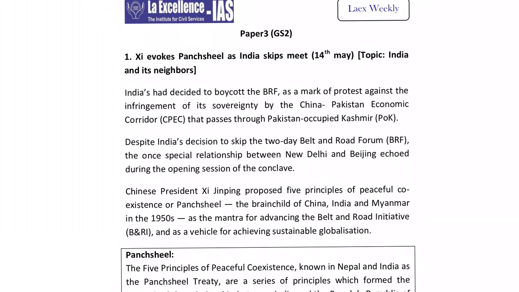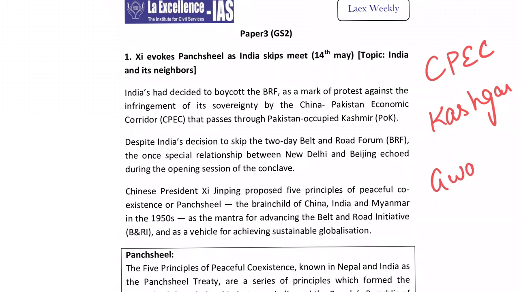The One Belt One Road also has another component called the China-Pakistan Economic Corridor, which connects Kashgar in China to Gwadar in Pakistan. It passes through Jammu and Kashmir, which is Pakistan occupied Kashmir. India has said we oppose this mainly because it is passing through our territory, you have not taken our permission and you have listened to Pakistan. It is questioning our territorial sovereignty. So we do not like it.